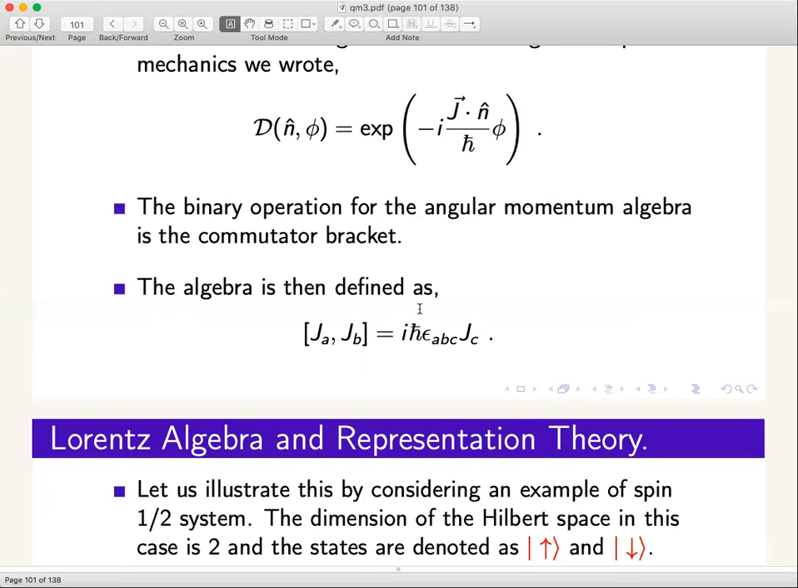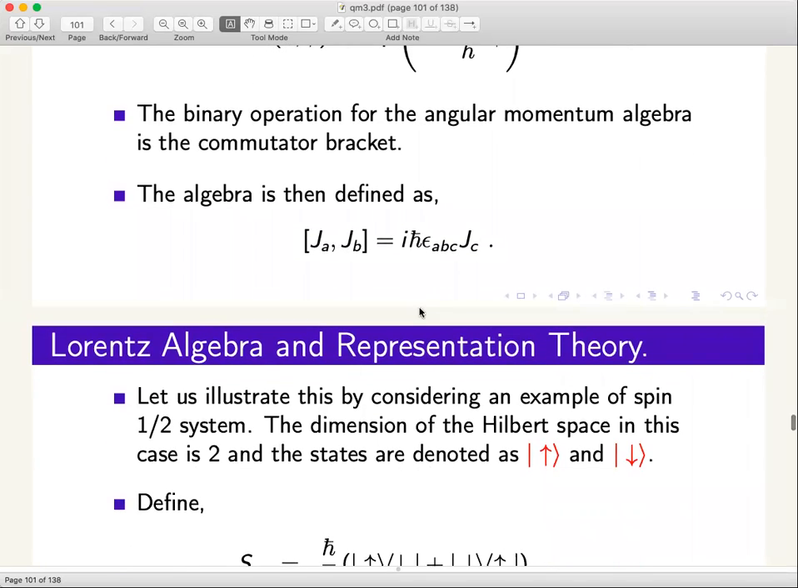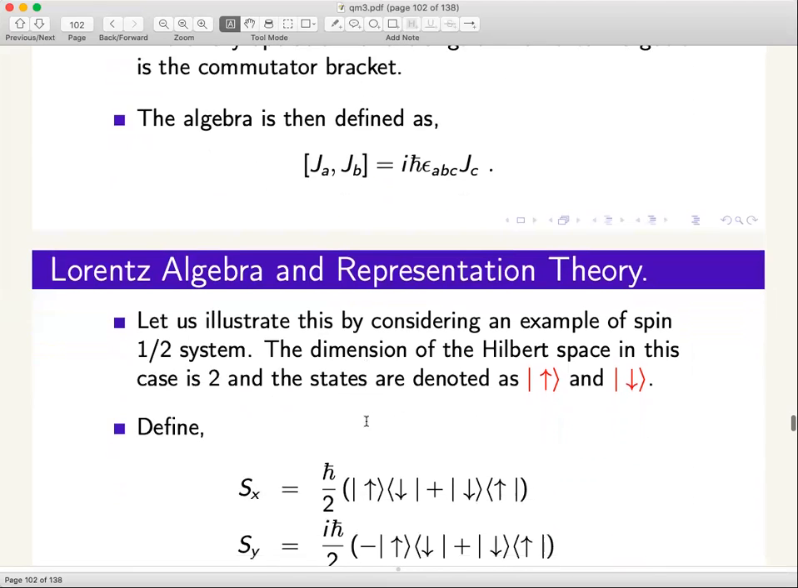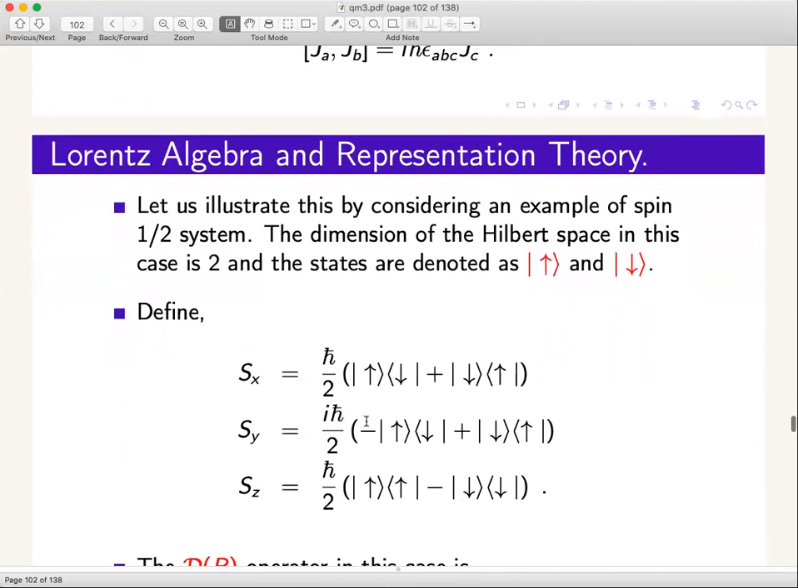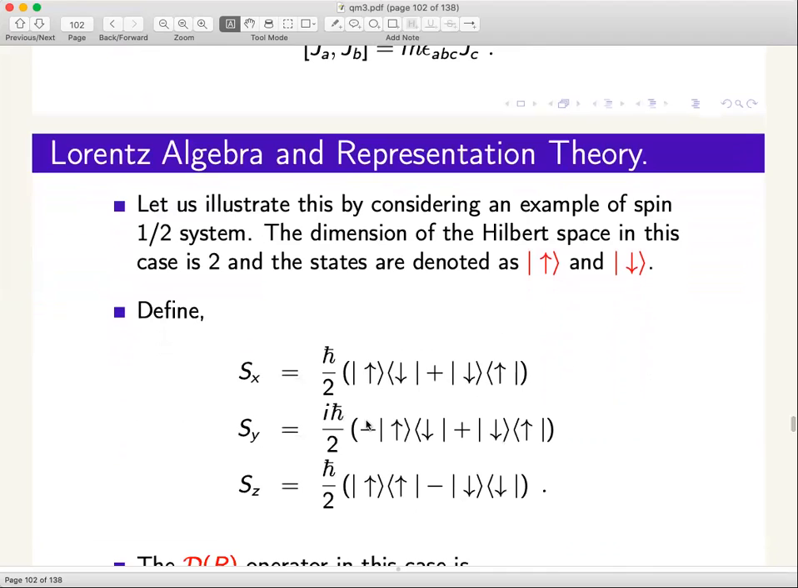For example, let's consider a spin half system. By convention for the spin half system, we don't use J, but we use S as the generators. We call them spin generators. A spin half system of course has two states, up state and down state, and you can use that to write down the three generators Sx, Sy, and Sz in this particular form.